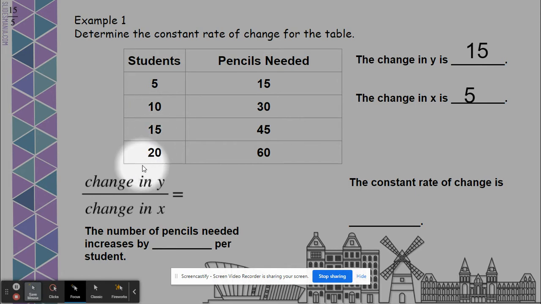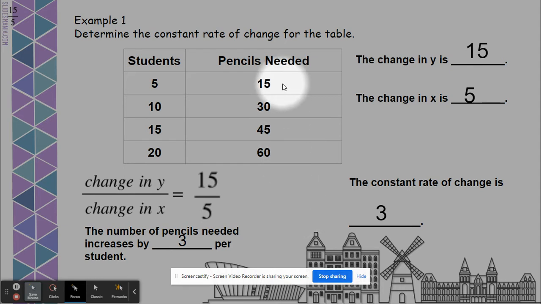Now I'm going to determine my change in y divided by my change in x. So I got 15 over 5. I'm going to fill in my values. I know that 15 divided by 5 is 3. Now, what does that mean? It means the number of pencils needed increases by 3 pencils per student. That's what it means in the context.